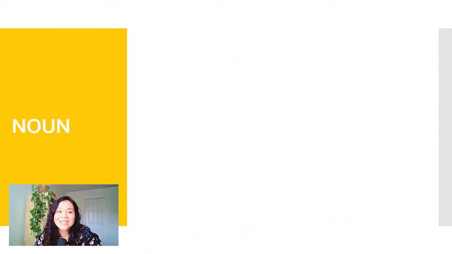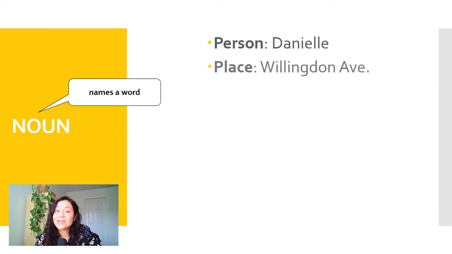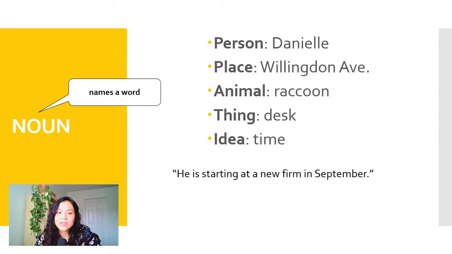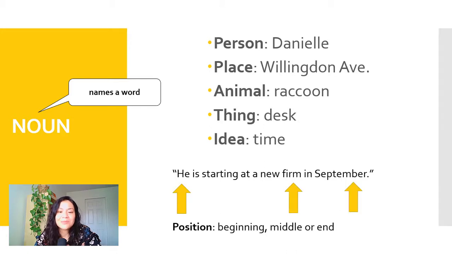A noun. A noun names a word. A noun can be a person, animal, a place, thing, or idea. For example, Danielle, Willingdon Avenue, raccoon, desk, time. Can you think of any more ideas? And their sentence position. He is starting a new firm in September. How many nouns did you see here? I saw 3. As you can see, nouns can come in the beginning, middle, or end of the sentence.